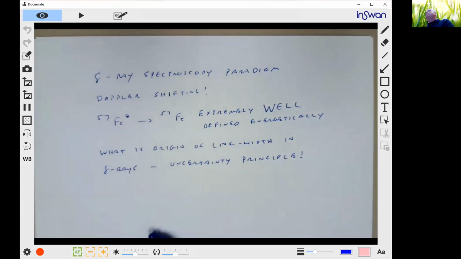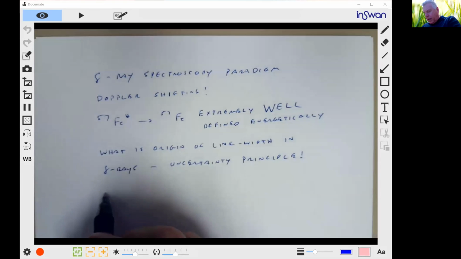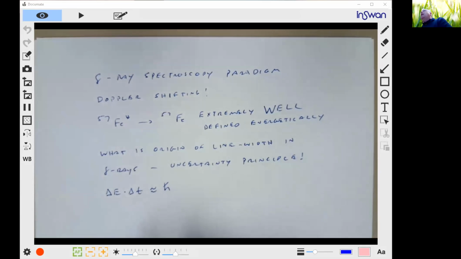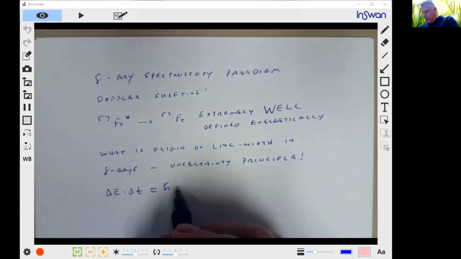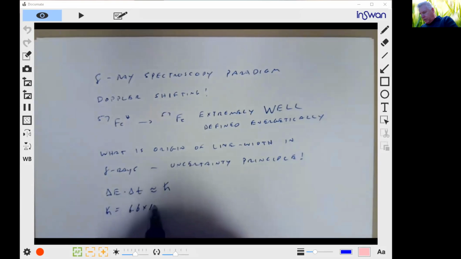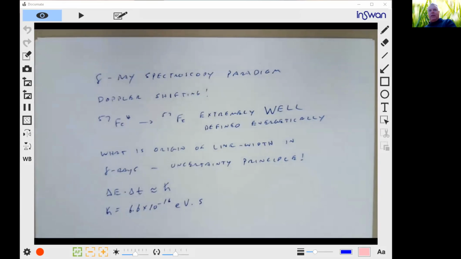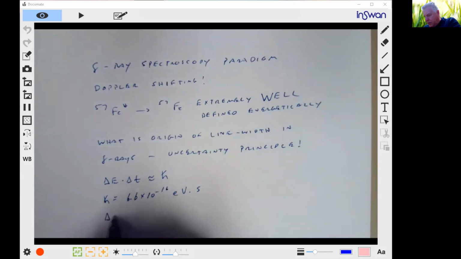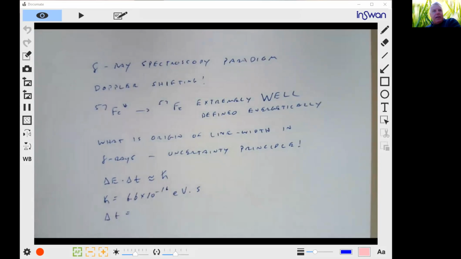And let's see. The uncertainty principle here says that delta E times delta T is approximately equal to H bar, right? I'm pretty sure it's H bar. So H bar is equal to 6.6 times 10 to the minus 16 electron volts times seconds. I'm going to use eV here because the gamma rays are in eV. So the delta T is the lifetime, the average lifetime of the excited state.